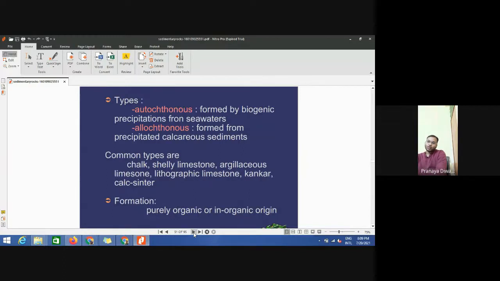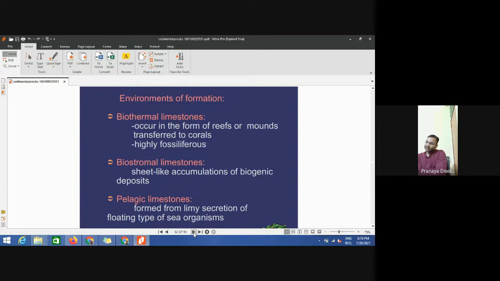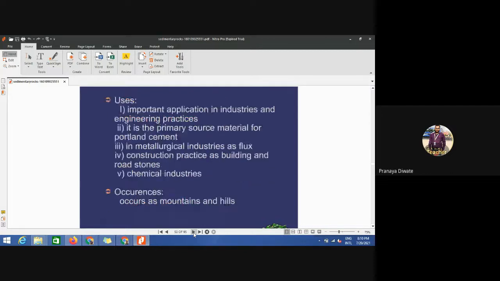Limestones are organic and inorganic in nature, and they are important for the cement industry. In what environment are they formed? They are formed in biothermal limestone and biostromal limestone. So these are some of the environments in which they are formed.